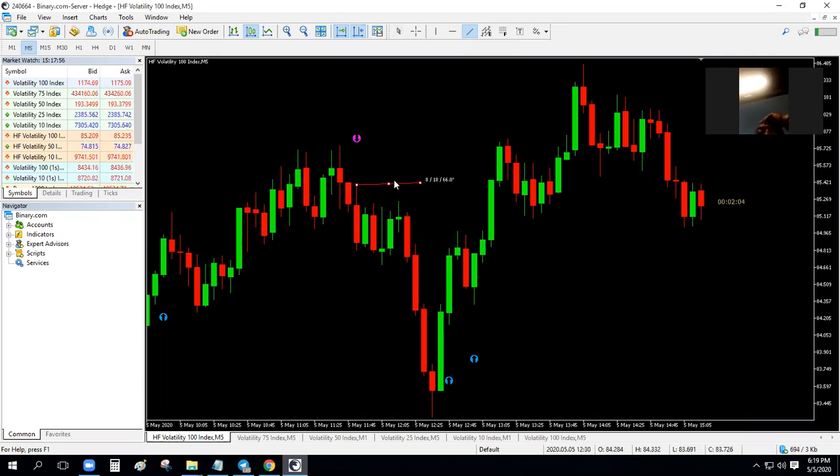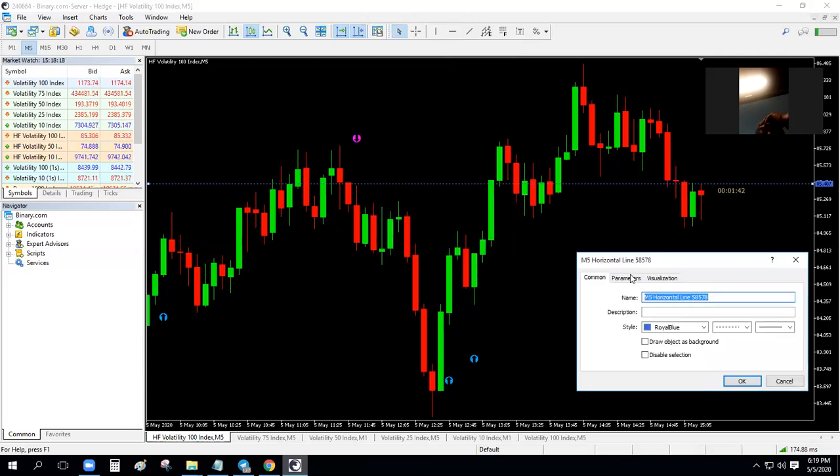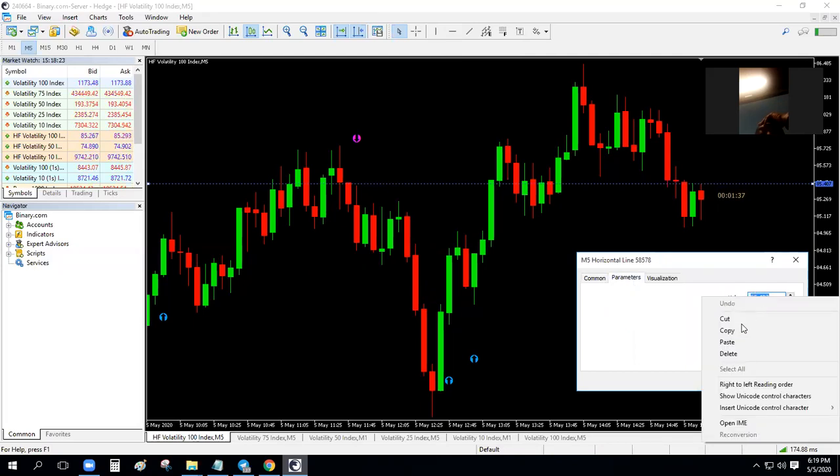So my understanding for now is you will work with lines. Take this horizontal line here, put it somewhere above the wick of the arrow. The candle with the arrow is this one. Right click on that, go to parameters, and copy that value.